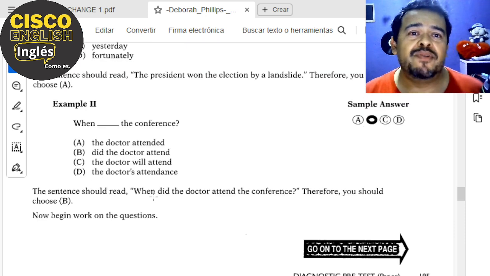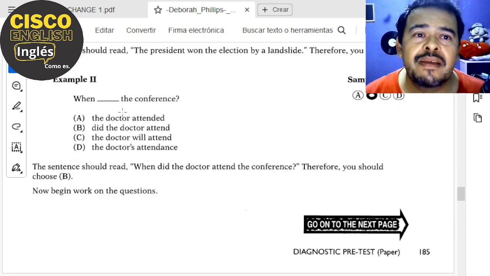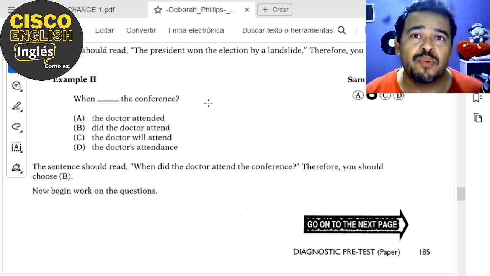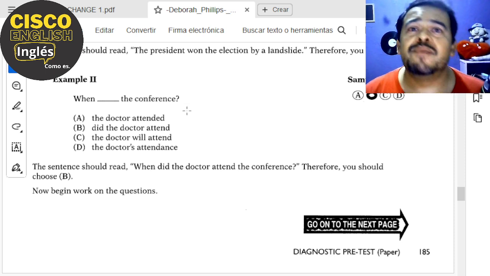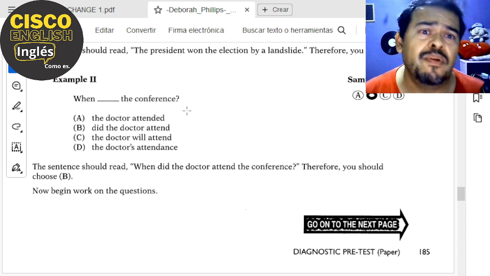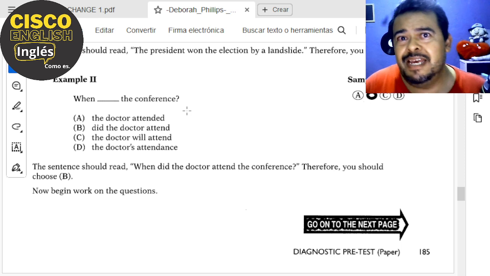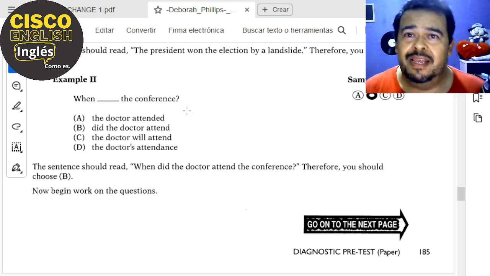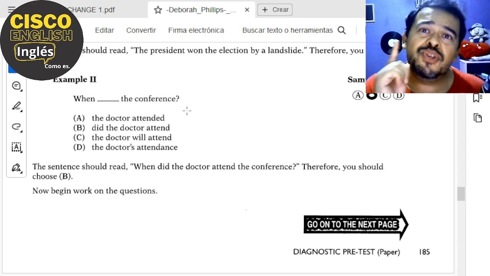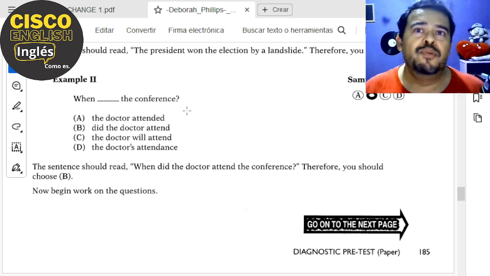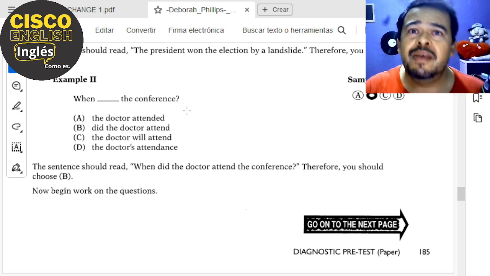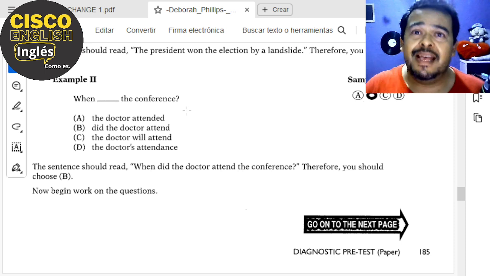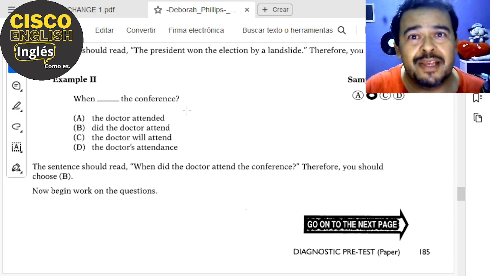Let's go to example number 2. It says, when the conference... All right, so we have a when, which is a WH word, and then the conference will be like a direct object, so we need an element there. We need many elements, actually. We need a verb, and we need to find out what the subject is. If you have a sentence with no subject, that's incorrect. If you have a sentence without a verb, that's incorrect as well. So you have to make sure a sentence has at least one subject and at least one verb.